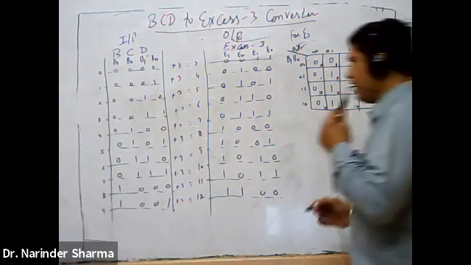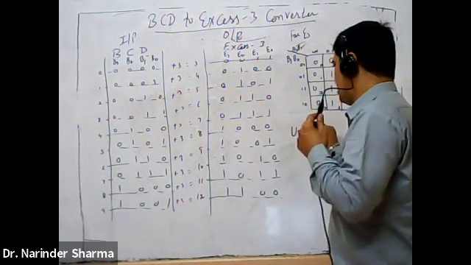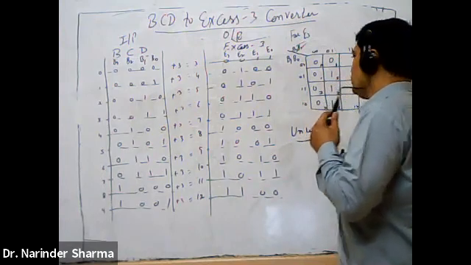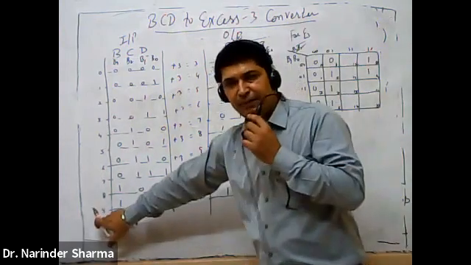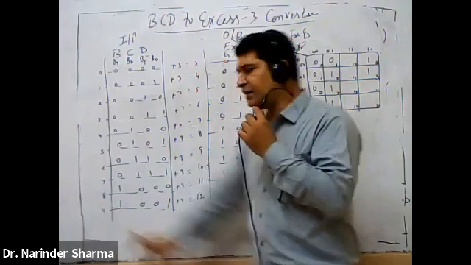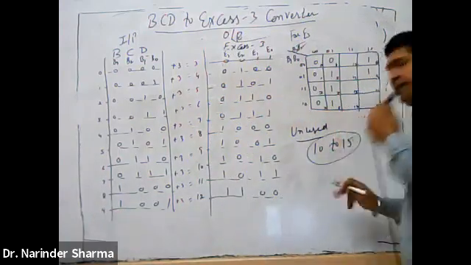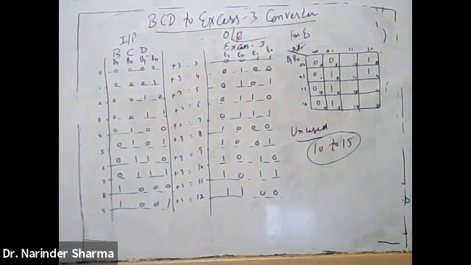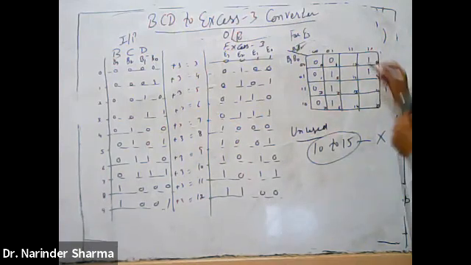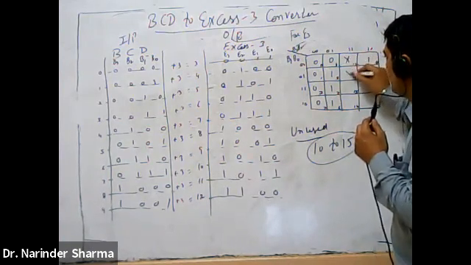So, which are unused? Unused are 10 to 15, because 4-variable goes up to 15. Understand it carefully. These are the unused states. They have to be marked as don't care. We don't know, either it may be 0 or 1. So the rest has to be marked as don't care.